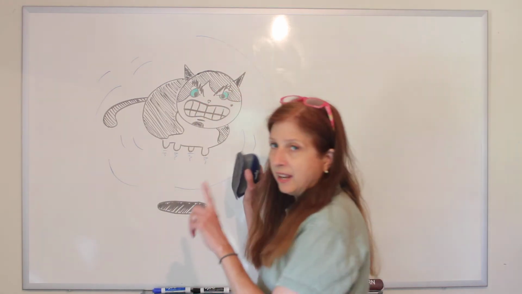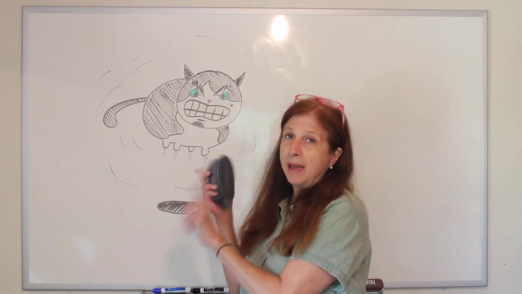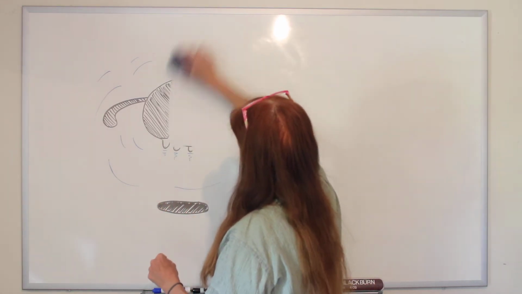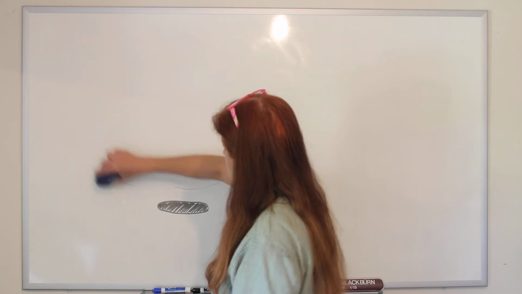This is my cat, Ruby, being mad because we had rescued some kittens and she smelt the kittens. So Ruby's got to go away.